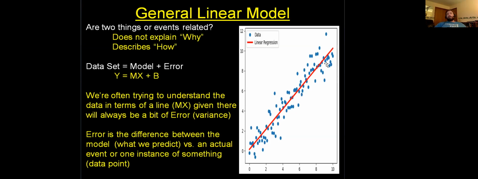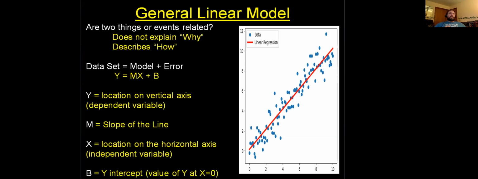The line is a model that we use as a predictor. So that's what we want to focus on. So what is the general linear model? Well, it's a way that we can use to predict things or best fit the data that we have.